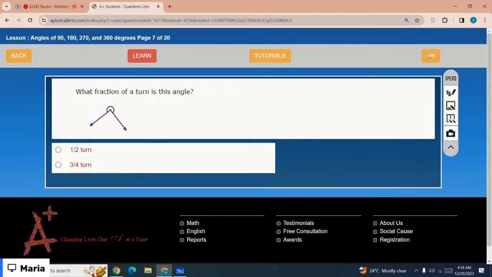What fraction of a turn is this angle? Which is the correct option? That is 3/4 turn, right? The correct option is 3/4 turn it is, right?